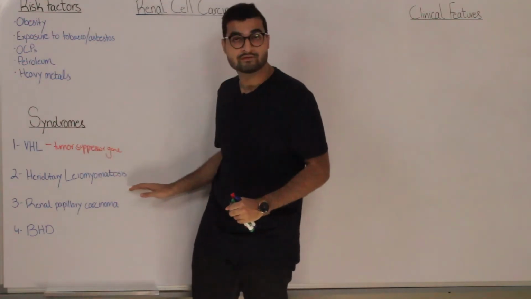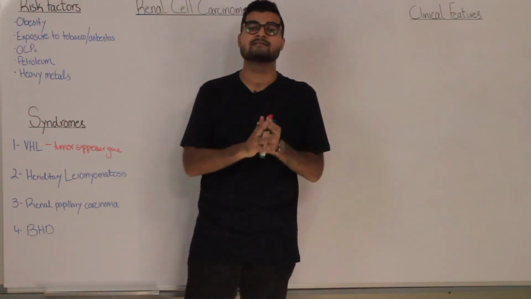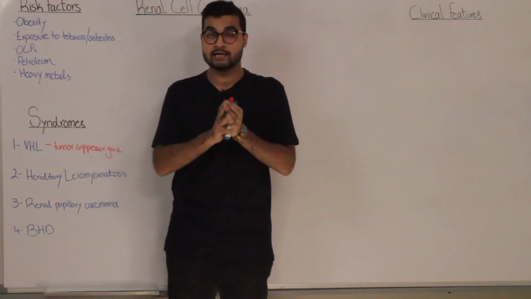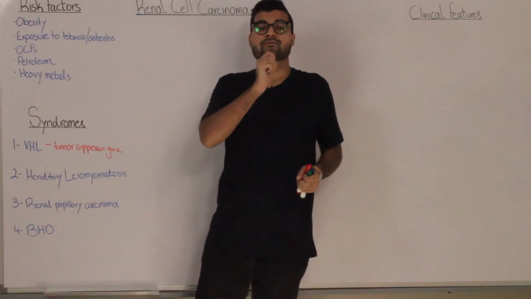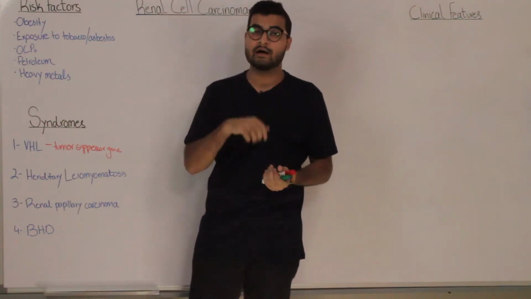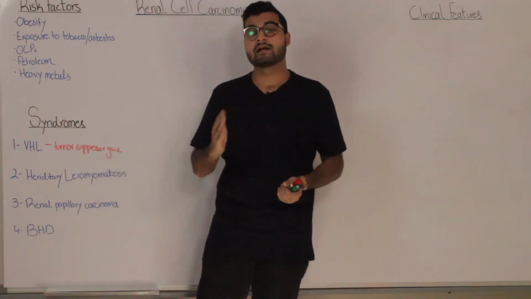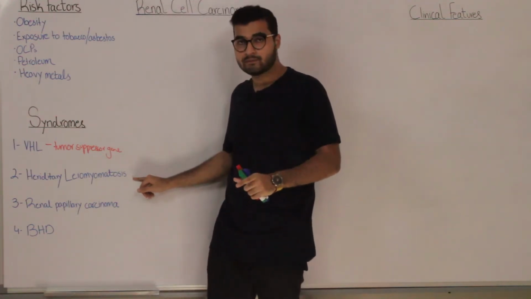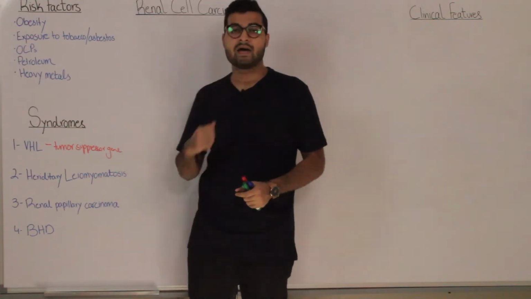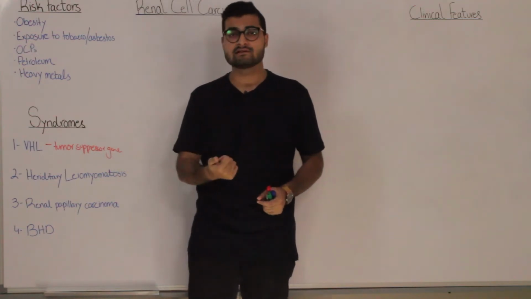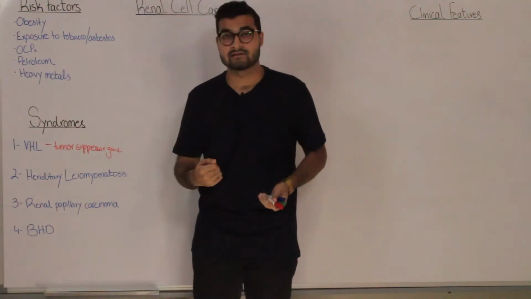Now coming on to the different syndrome, which is hereditary leiomyomatosis. Hereditary leiomyomatosis is basically an autosomal dominant disease. What happens is that you have the FH gene, that is fumarate hydratase gene. It is autosomal dominant, and if you were to have a mutation in the FH gene, you will end up having cutaneous leiomyomas, you will have uterine leiomyomas, and you will have renal cell carcinoma.